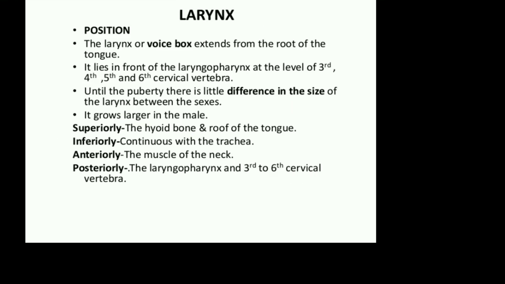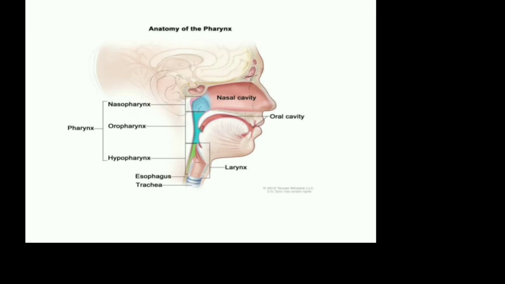Let's move to the larynx. Larynx, also called the voice box, extends from the root of the tongue. So, here you can see. It lies in front of the laryngopharynx. So, as I said, in front of the laryngopharynx and hypopharynx, at the level of the 3rd, 4th, 5th and 6th cervical vertebra.